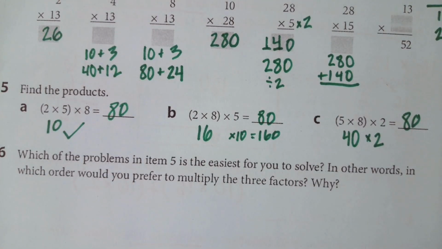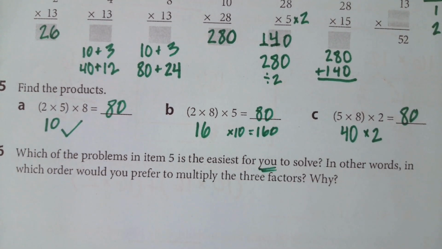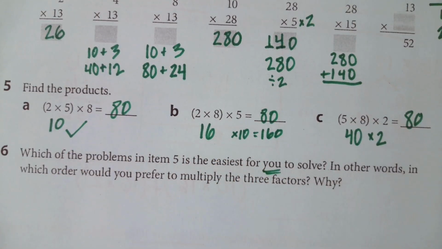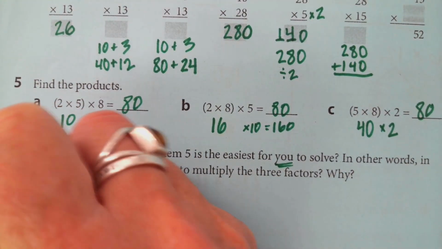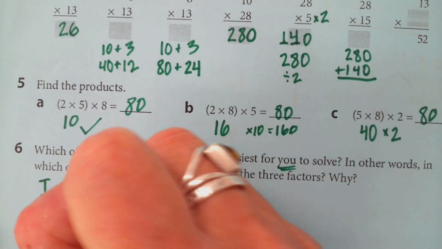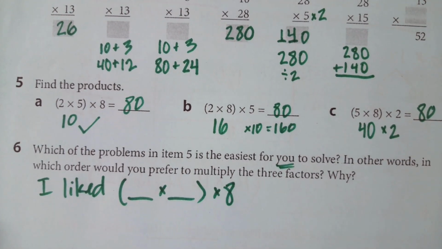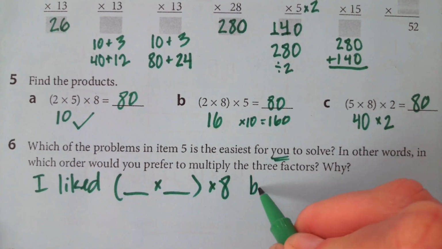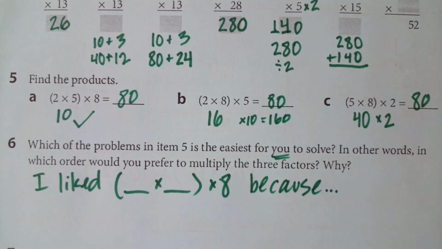Okay, which of the problems in item 5 is the easiest for you to solve? I know which one I like best, but which order would you prefer to multiply the 3 factors? They all have their own strategies that helped us solve them, but which one did you like best? So I liked, and write it, blank times blank times blank. Oops, I meant to put a blank there, I accidentally put an 8. I like blank times blank times blank because why? What made it a little bit easier?